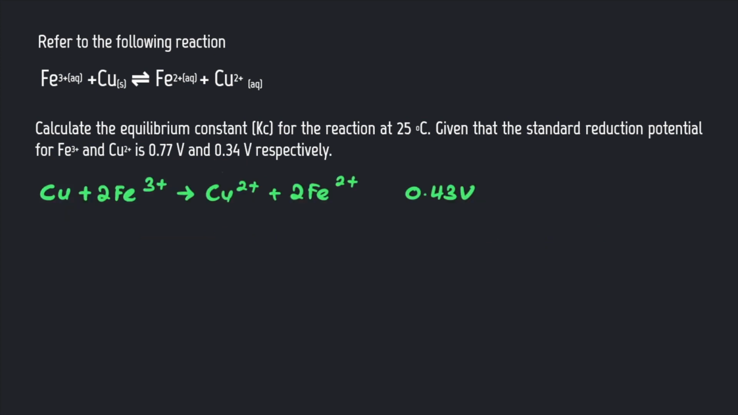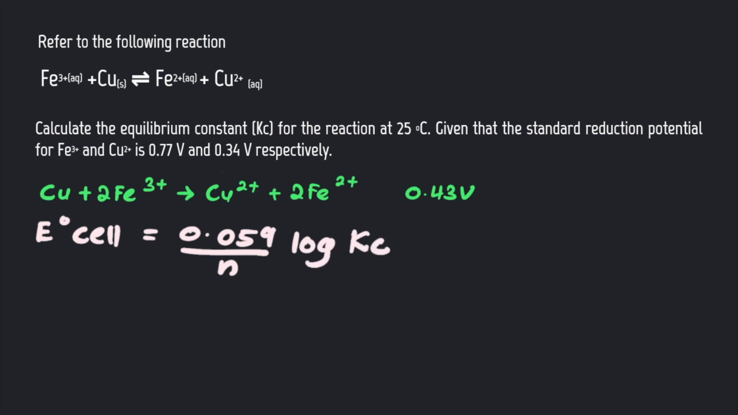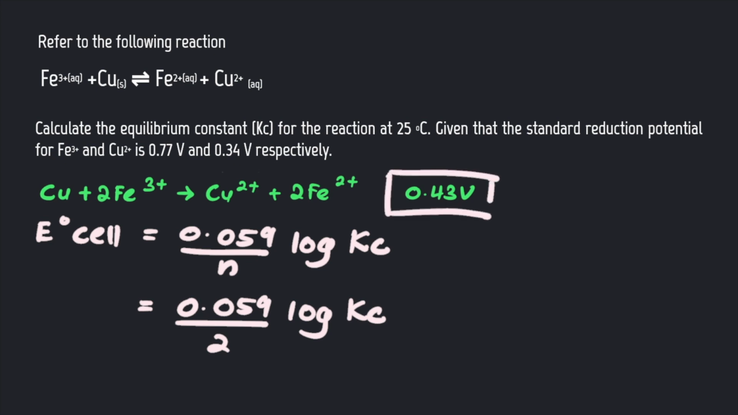Alright, so now we are going to calculate what is the E-node cell. So E-node cell is equivalent to 0.059 divided by n log Kc. So what is n? Is the number of electrons. So apparently we have 2. So 0.059 divided by 2 log Kc. So your E-node cell is the one that you have calculated just now, which is this one. So 0.43 volt.